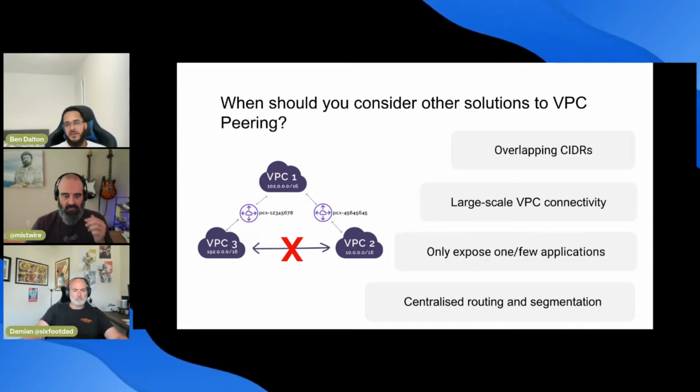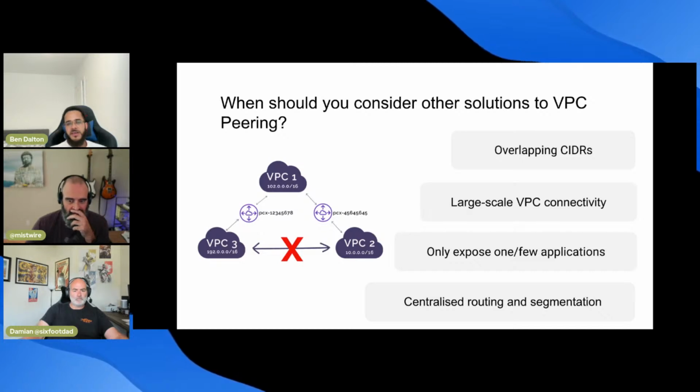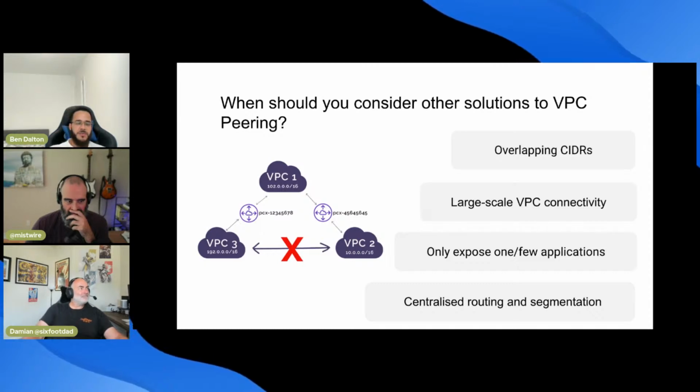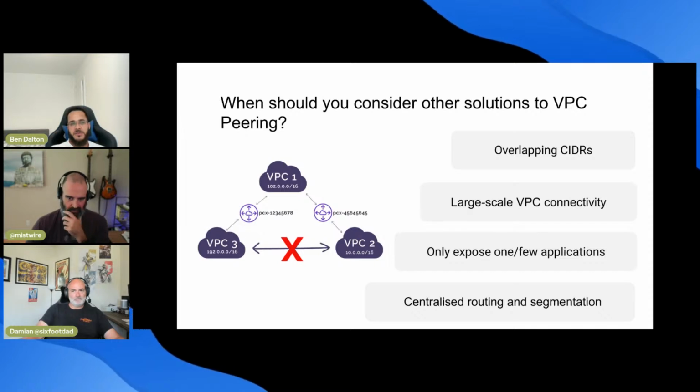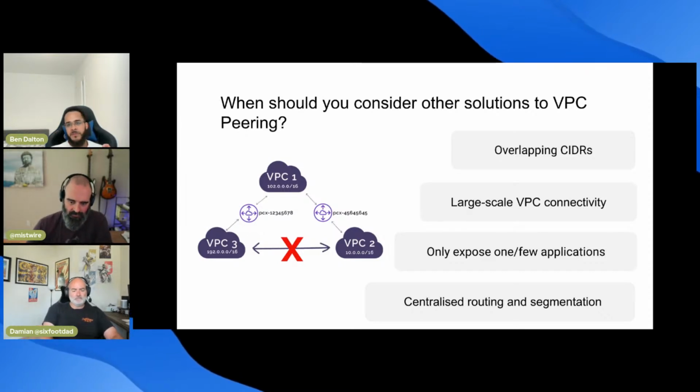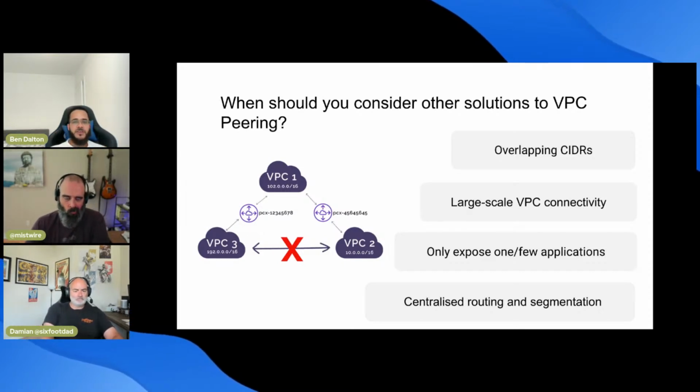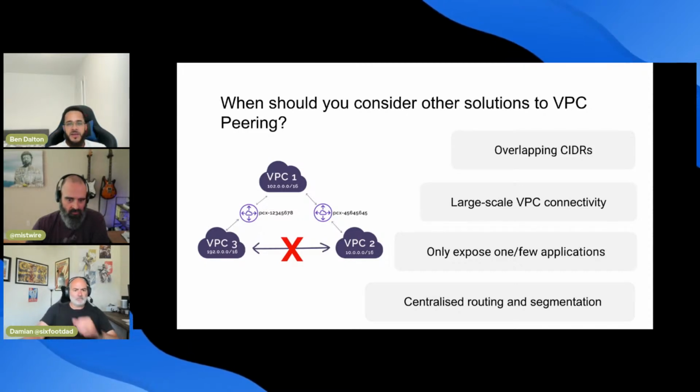PrivateLink tackles two problems. One, if you want to connect directly to another resource or application in another VPC, and just that one. And two, if your VPCs have overlapping CIDRs, then it allows you to connect to resources in that VPC. VPC peering is not possible when you have overlapping CIDRs. So that's another limitation, and PrivateLink can help you solve that problem.